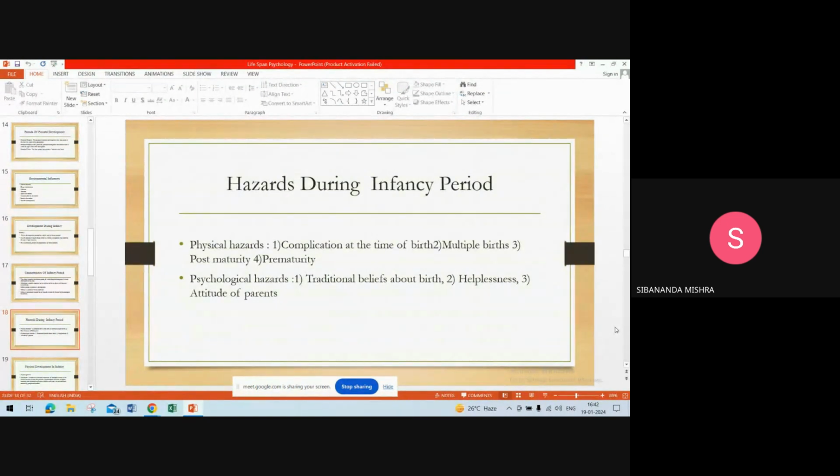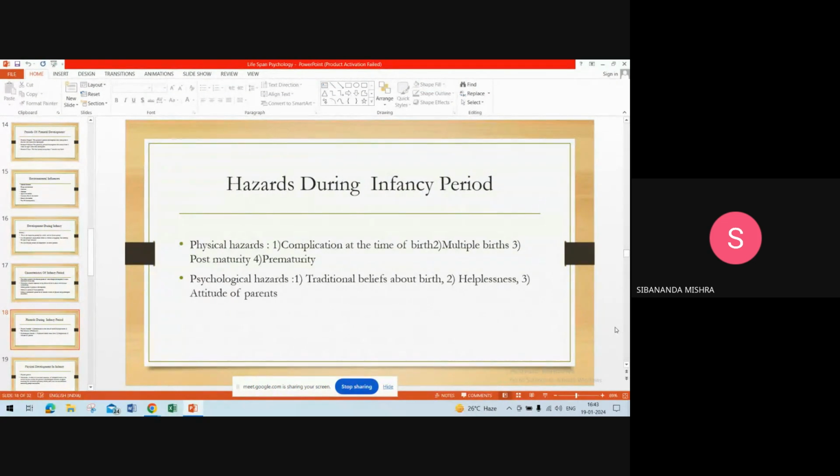Second is psychological hazards, like traditional beliefs about birth, helplessness, and attitude of parents. Traditional beliefs about birth means in different cultures, there are different traditional beliefs. That is also sometimes a hazardous situation for the child.